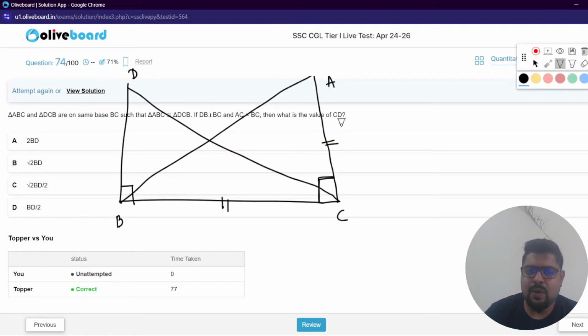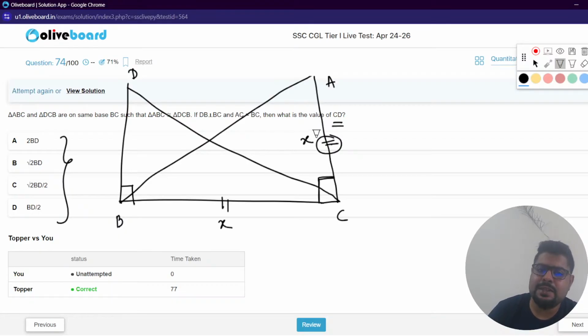Okay. Now they are saying what is the value of CD. CD will be what? And the answers are given in terms of BD. Acha, okay, sir, no worries. If these two are congruent, and if this is X, this is also X.